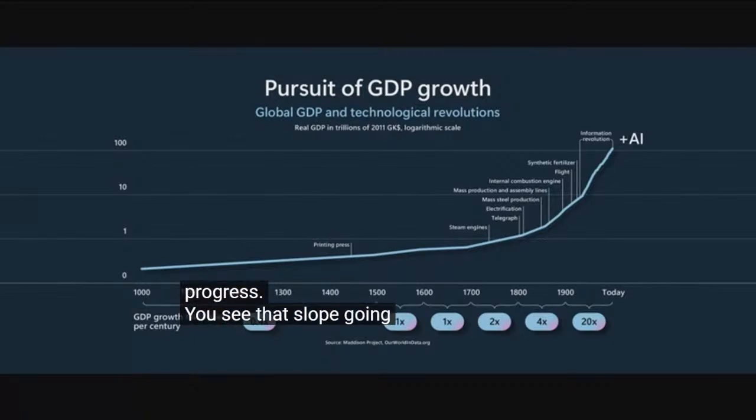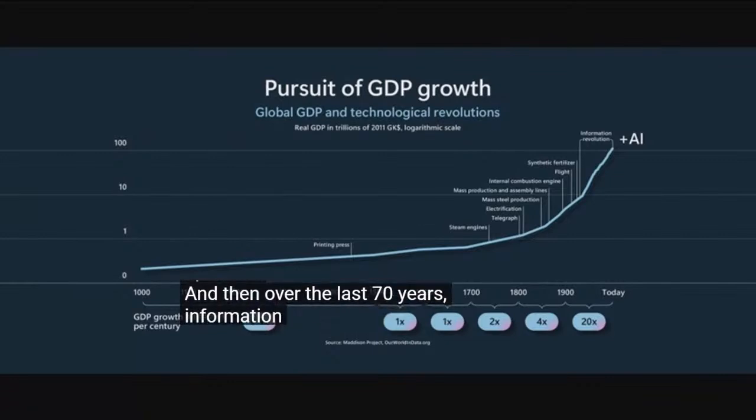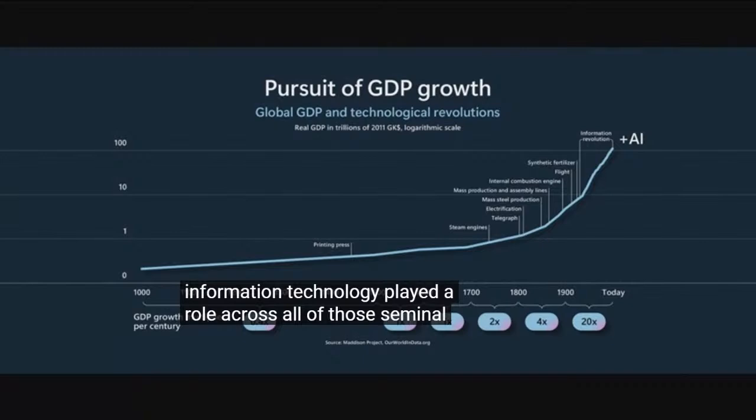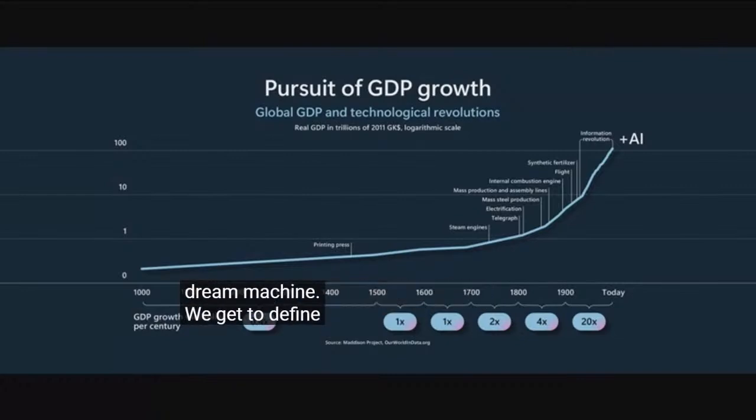And then, of course, over the last 70 years, information technology has played a role across all of those seminal moments on the march towards that dream machine. And of course, we now enter the age of AI, and we get to define what that slope looks like going forward for economic growth.